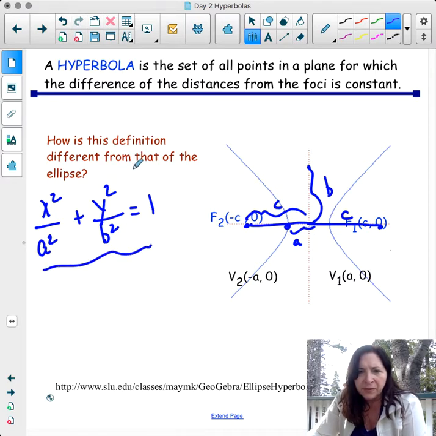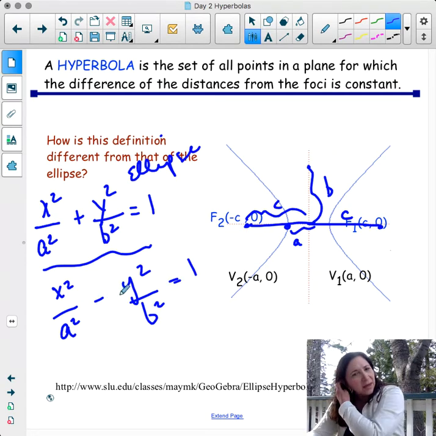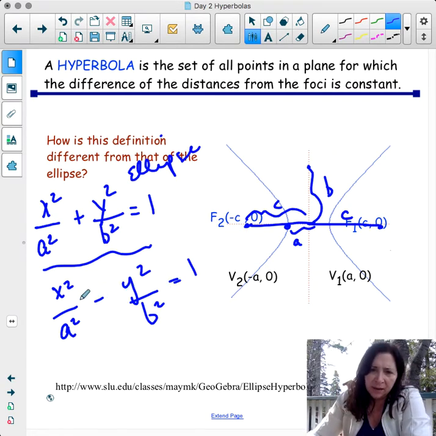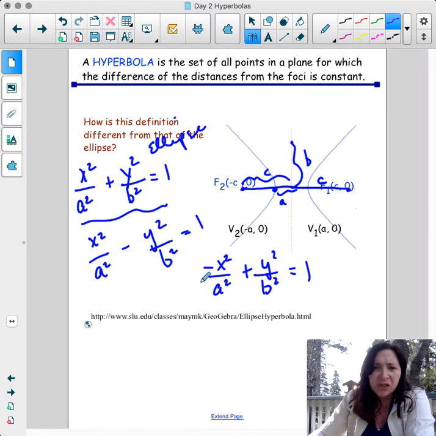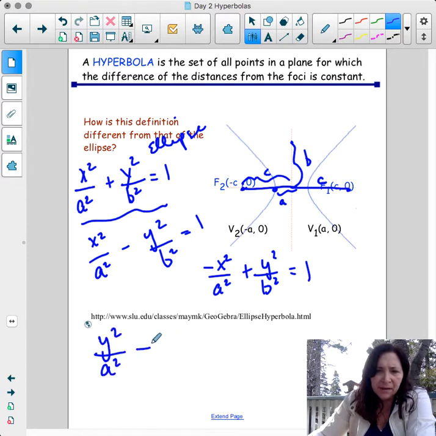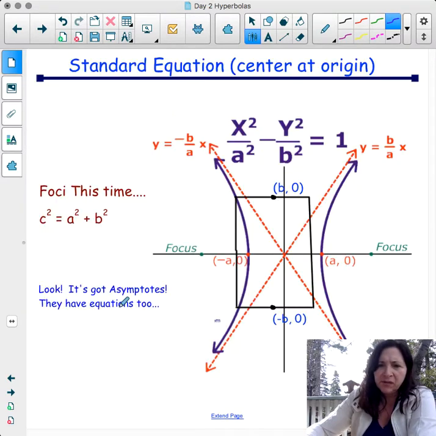A hyperbola, this is my ellipse. A hyperbola's difference is you're going to be subtracting. So x squared over a squared minus y squared over b squared is equal to 1. See how I'm subtracting? Now, keep in mind that I could write it like this, but I could also write it like this: negative x squared over a squared plus y squared over b squared is equal to 1. And additionally, some people write it like this: y squared over a squared minus x squared over b squared is equal to 1. So there are different ways that you can write this equation.